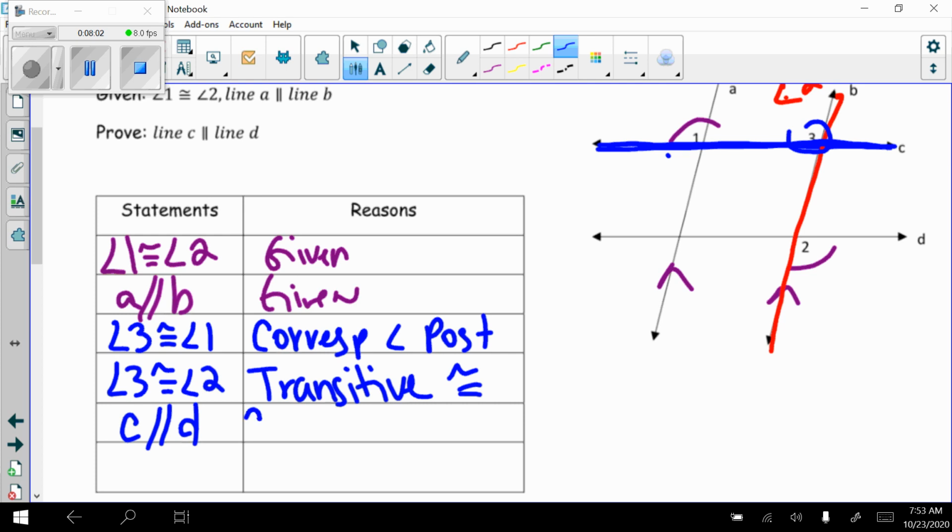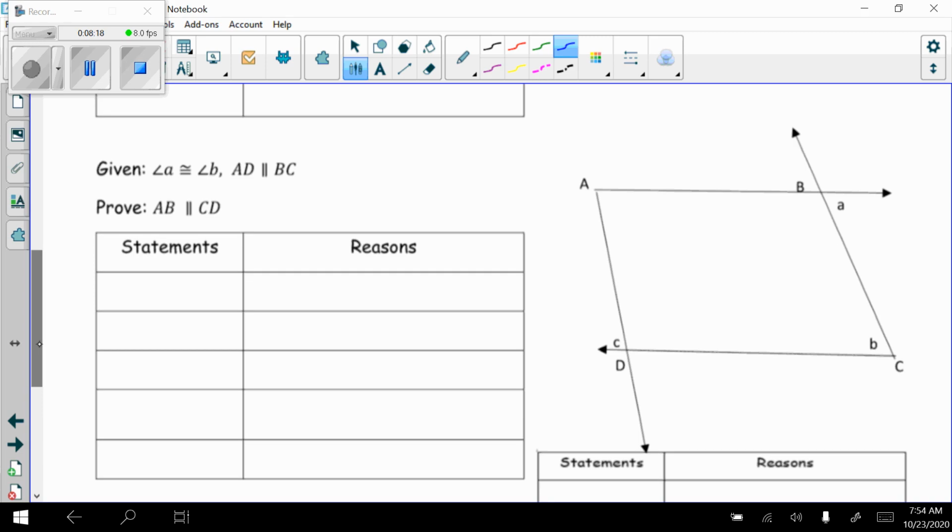I'm proving parallel lines, so I know it's the converse of something. So the converse of what kind of angles are 2 and 3? They are alternate exterior. So it's the converse of the alternate exterior angle theorem. Let's look at the next one.